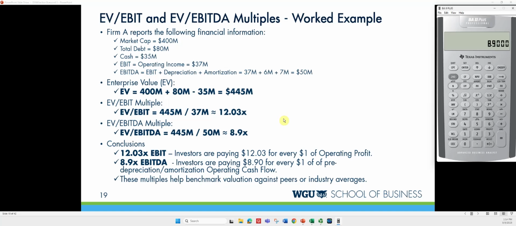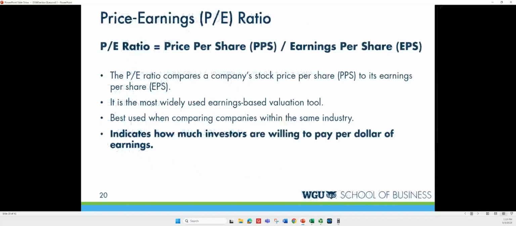So the conclusions we can draw, again, this tells us how much investors are paying for every dollar of operating profit. So if we're using our EBIT multiplier, it's telling us that investors are paying $12.03 for every dollar of operating profit the firm generates. And it's telling us that they're paying $8.90 for every dollar of pre-depreciation and amortization cash flow the firm generates. And this will help investors and potential acquisition targets benchmark these values against other firms or industry averages.